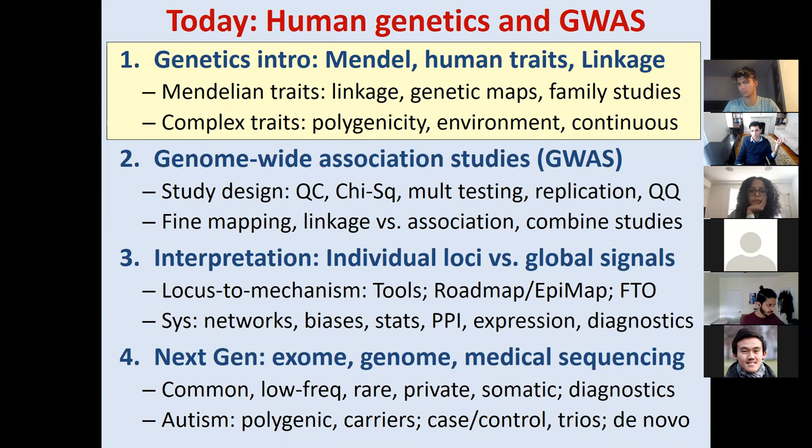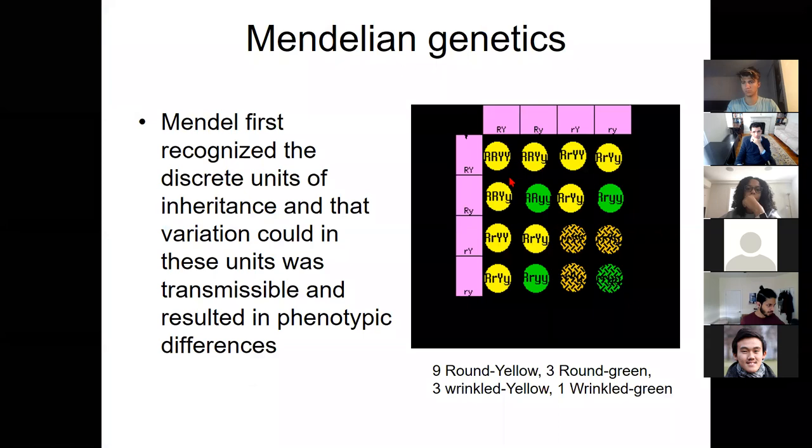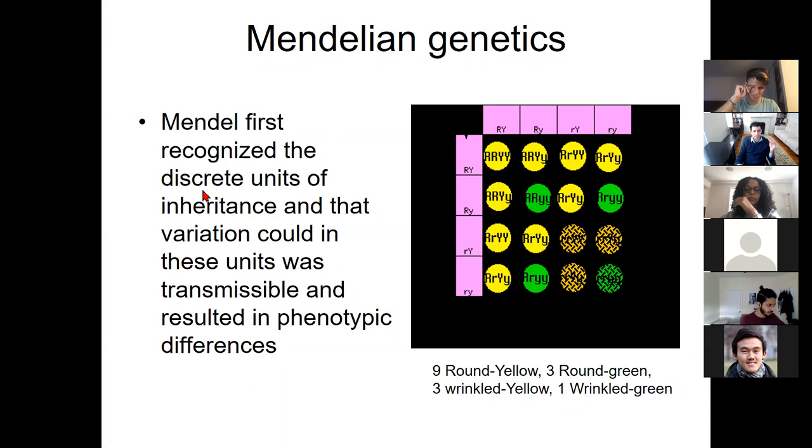And for the last 10 years, genetics has really become about genome-wide association studies. And now it's becoming more about whole genome sequencing and exome and so on and so forth. So what does Mendelian genetics allow you to do? What Mendelian genetics allows you to do is recognize that there are discrete units of inheritance, and that variation in these units is transmissible and results in phenotypic differences.